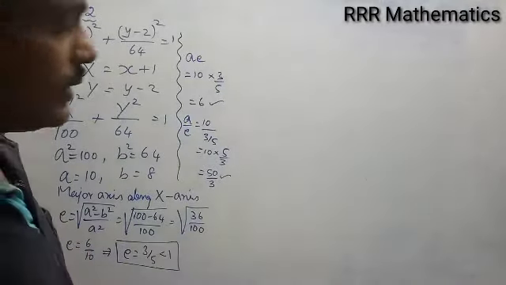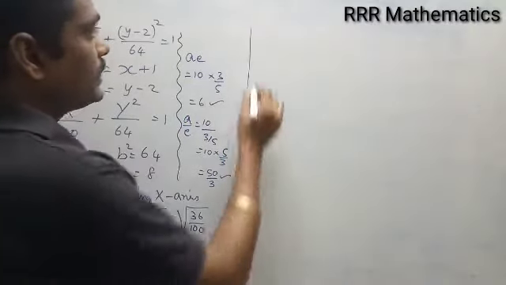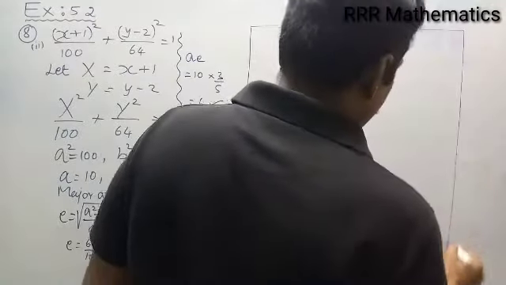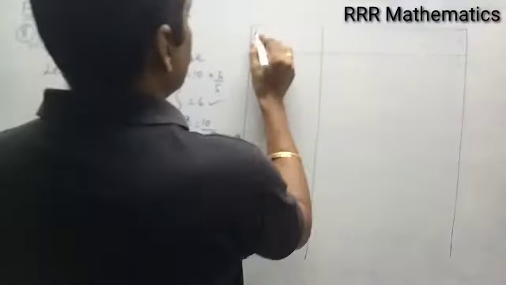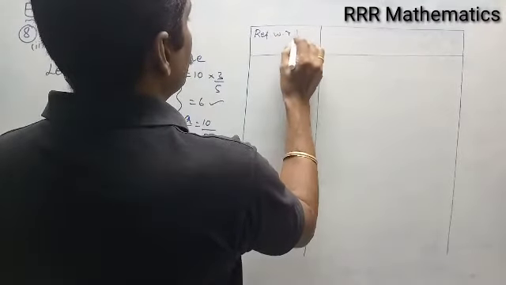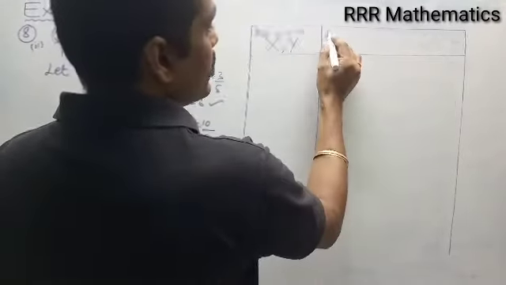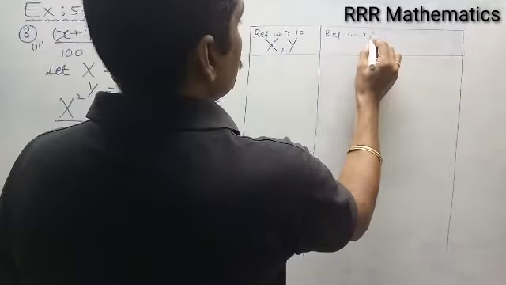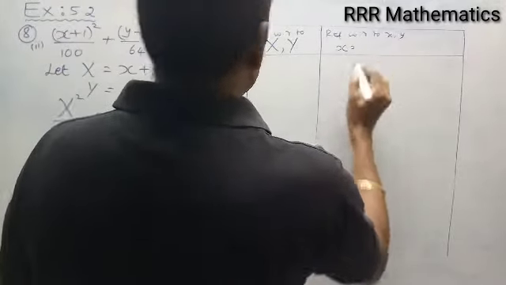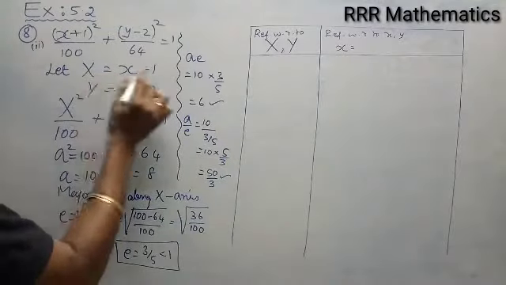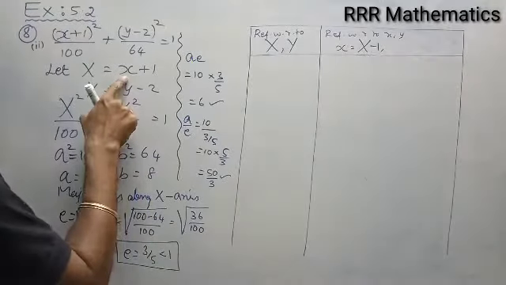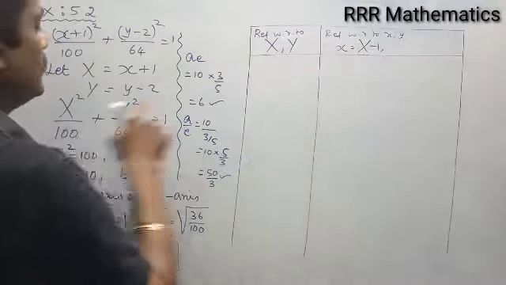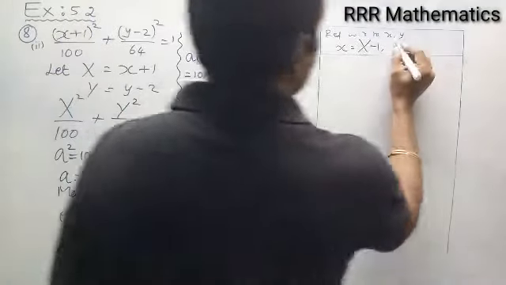Now you want to prepare a table with respect to capital X and capital Y. Got it? First column shows with respect to capital X and capital Y. Second column shows with respect to small x and small y. What is small x? From here, capital X minus 1. See, small x will be capital X, this plus 1 comes here, minus 1. Small y will be capital Y plus 2.